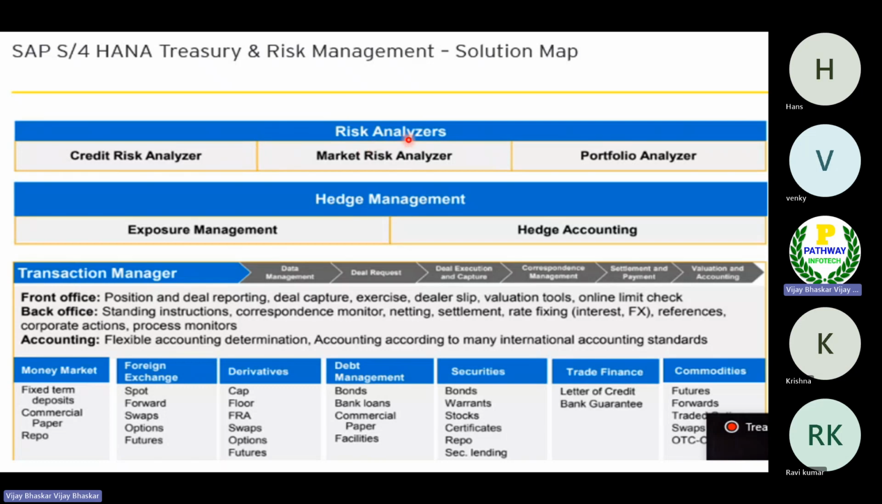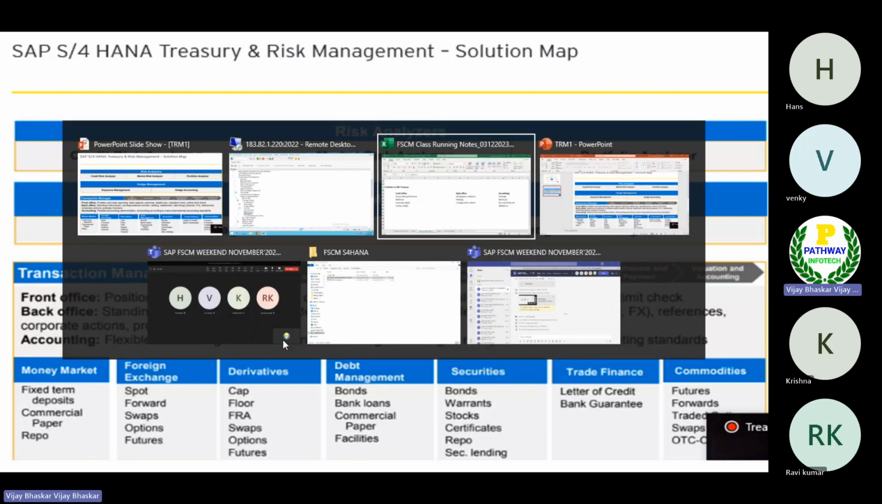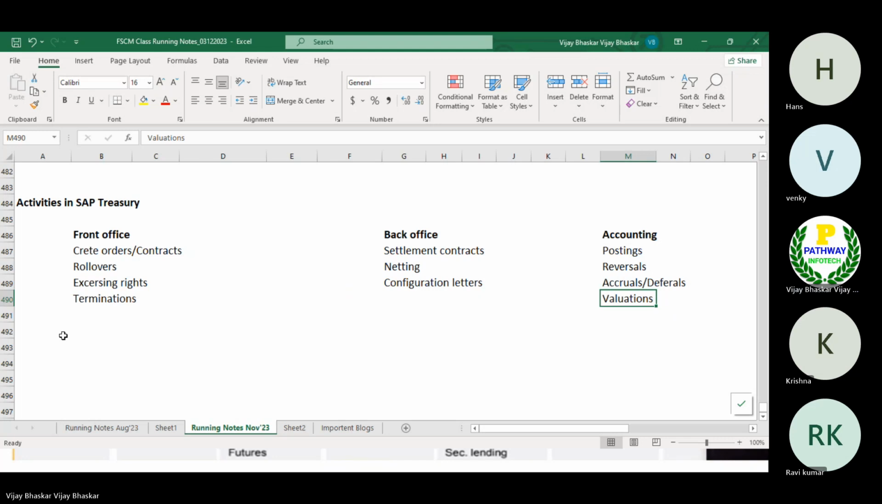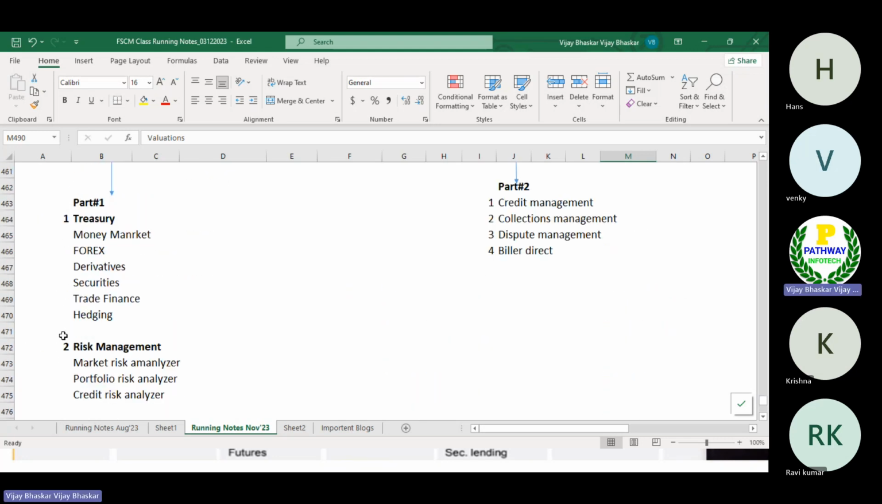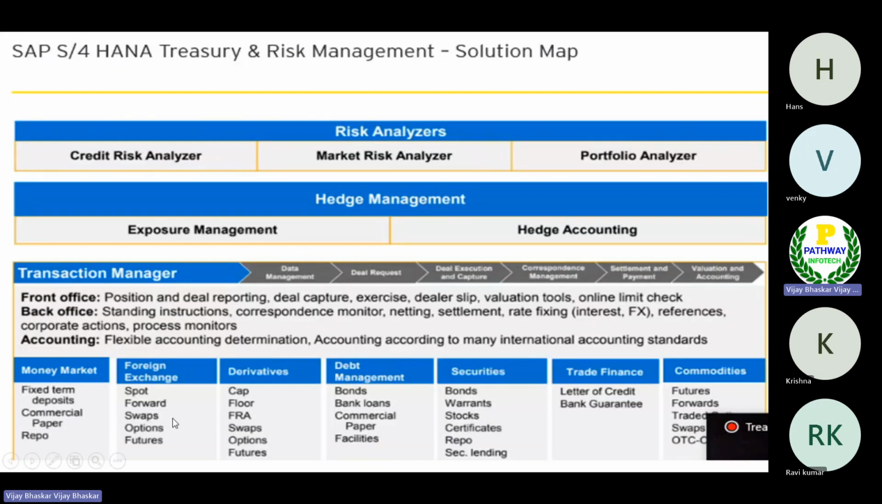Now the risk analyzers, you can see here. The top node is the risk analyzers. Here you can see the credit risk analyzer, market risk analyzer, portfolio risk analyzer. In the Excel sheet I thought I had missed one thing, I did not mention... oh okay, risk management is already mentioned. Okay, fine.